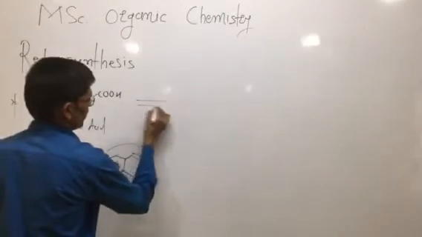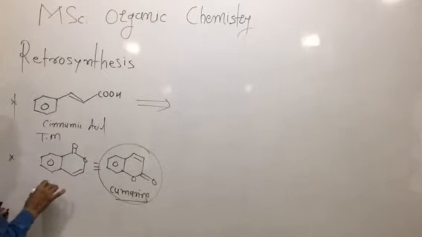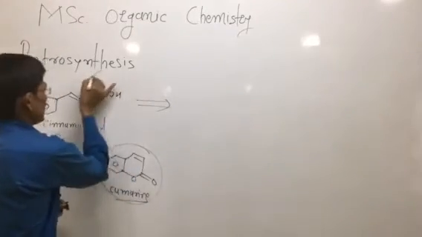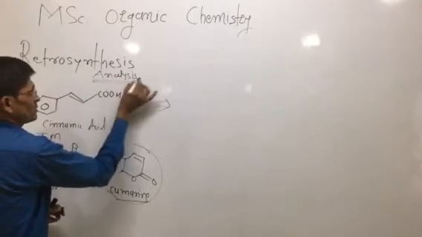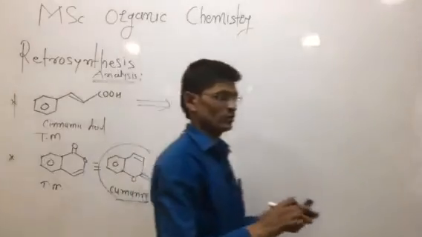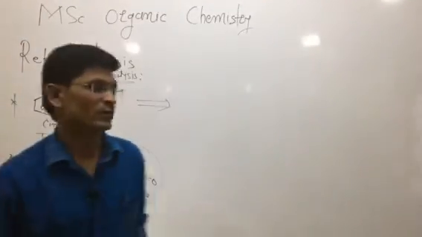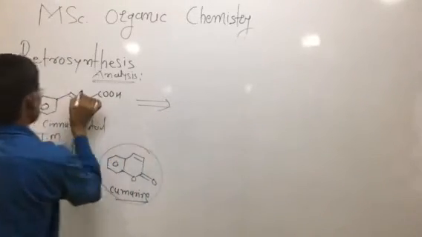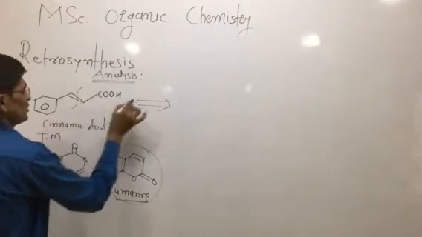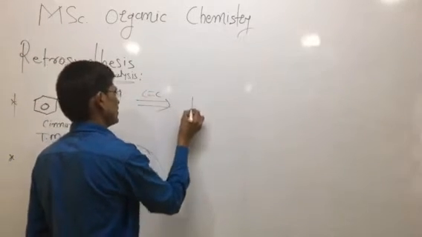So, what is the analysis part? These are the target molecules. What is the analysis plan of the given target molecules? That is the alpha beta unsaturated acid. For the alpha beta unsaturated acid, if we make the C=C disconnection, as you can see, the double bond disconnection takes place. Then what happens?